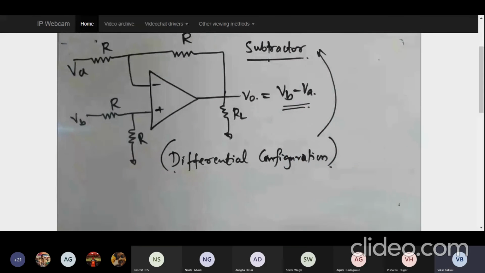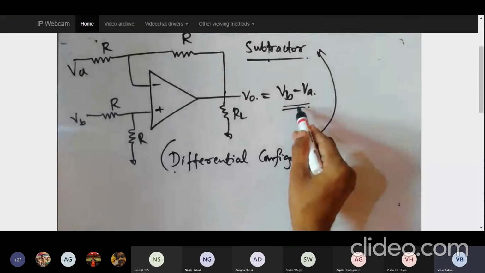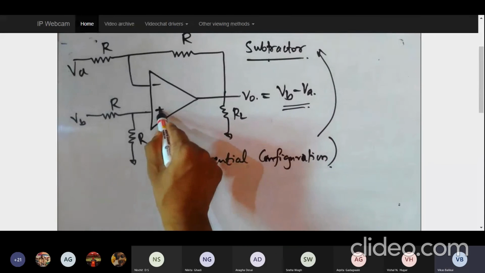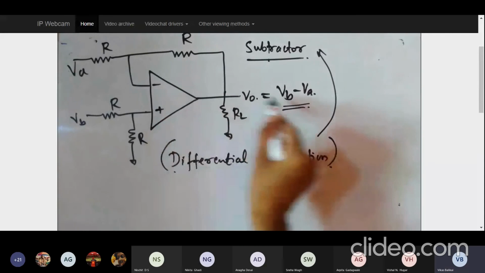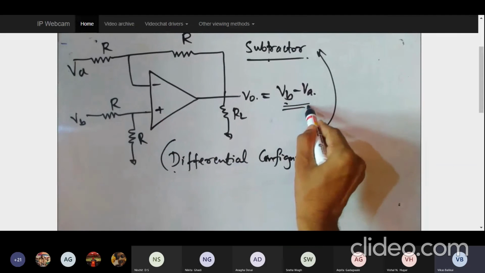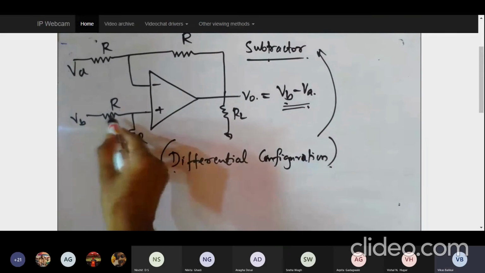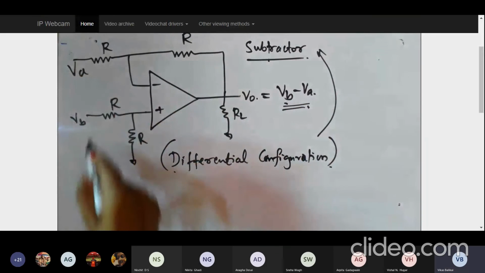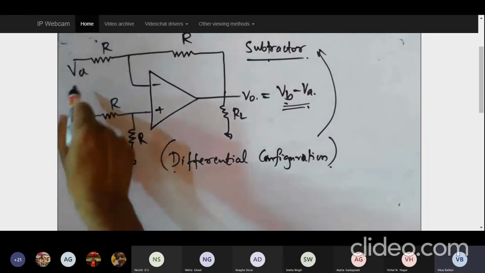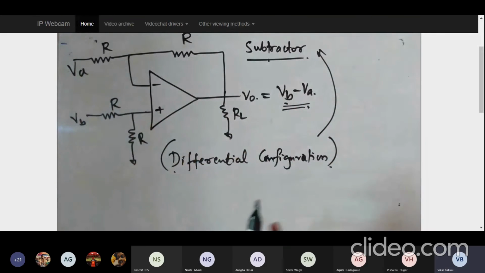Here ultimately my agenda is to obtain the output voltage equation as the difference between the input voltages. And always remember, the voltage difference should be written like this. Whichever voltage is given at the non-inverting terminal, that should be the first voltage you write, and whichever voltage is given at the inverting terminal should be written second. So if VA is given there, it would be VA minus VB. Because I have given VB here, it is VB minus VA. That's how you are supposed to write the differential configuration.